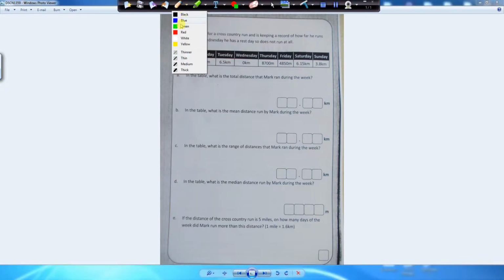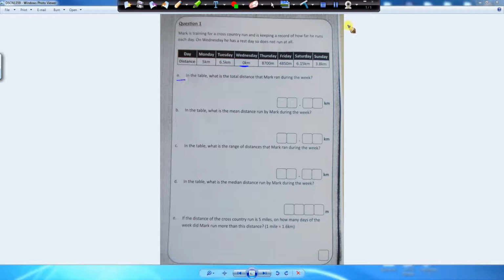Question number 1. Mark is training for a cross-country run and is keeping a record of how far he runs each day. On Wednesday, he has a rest day, so he does not run at all. In the table, what is the total distance that Mark ran during the week?